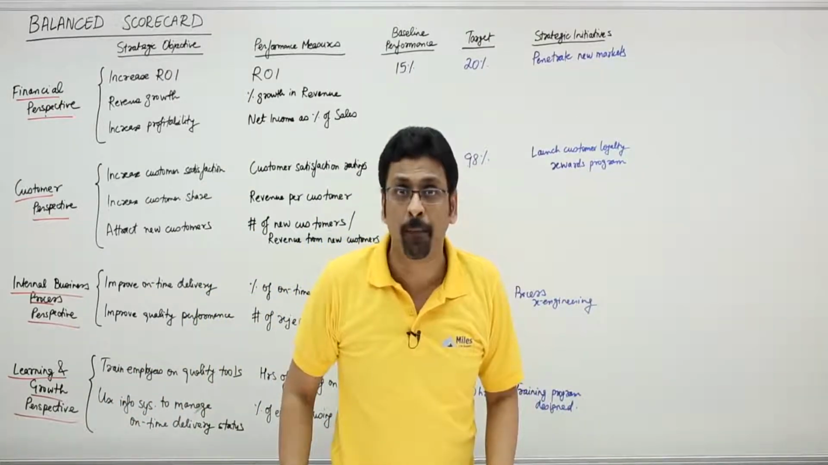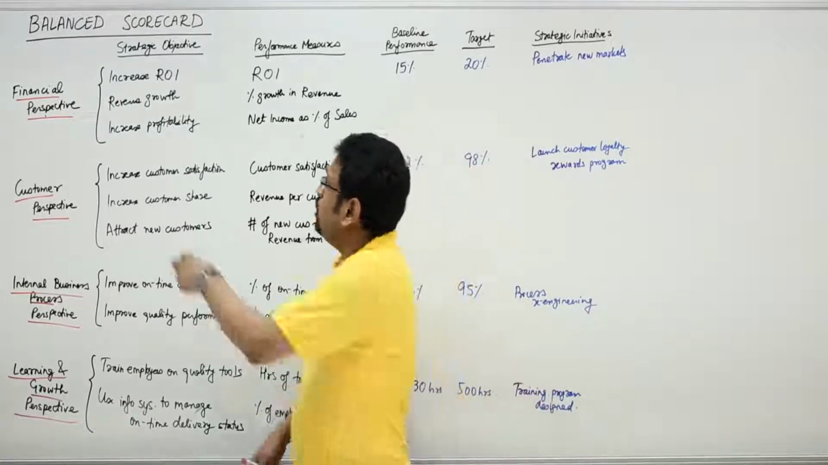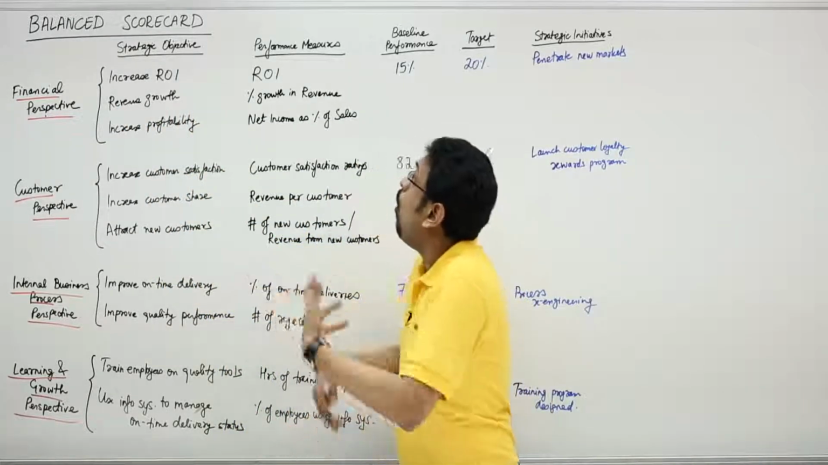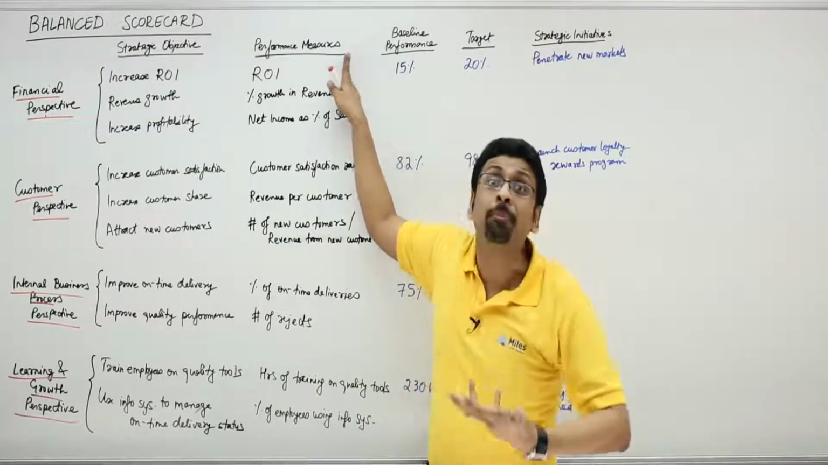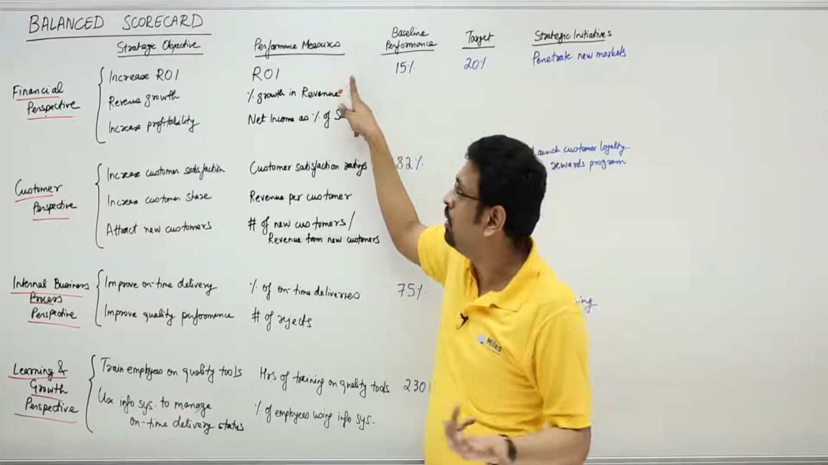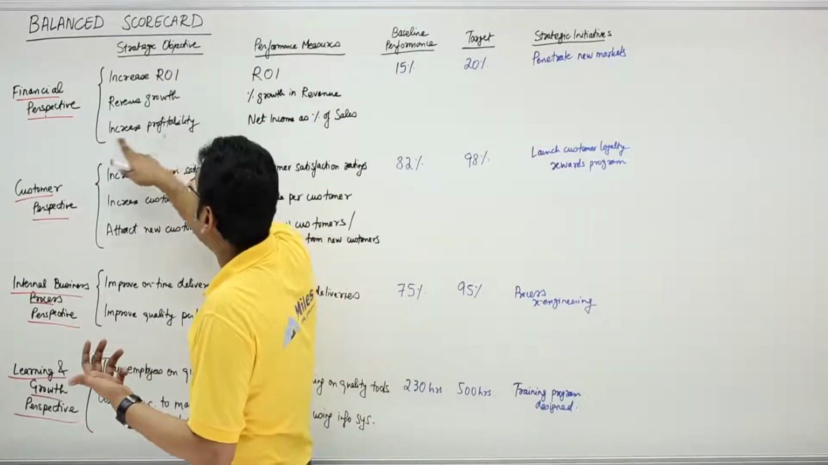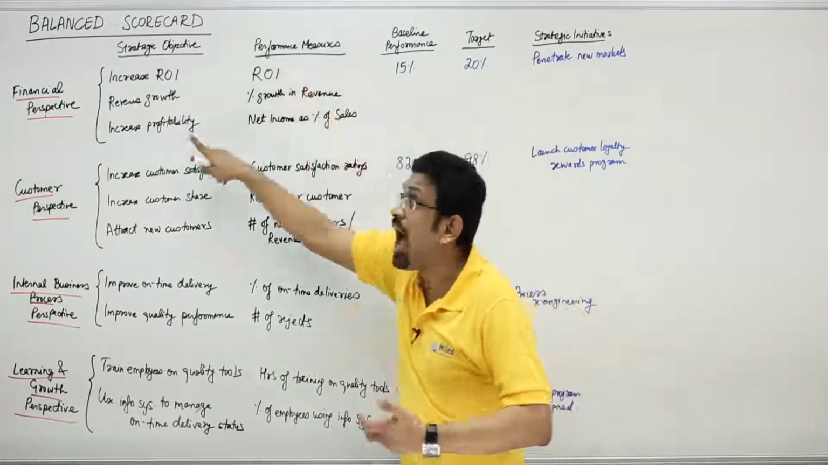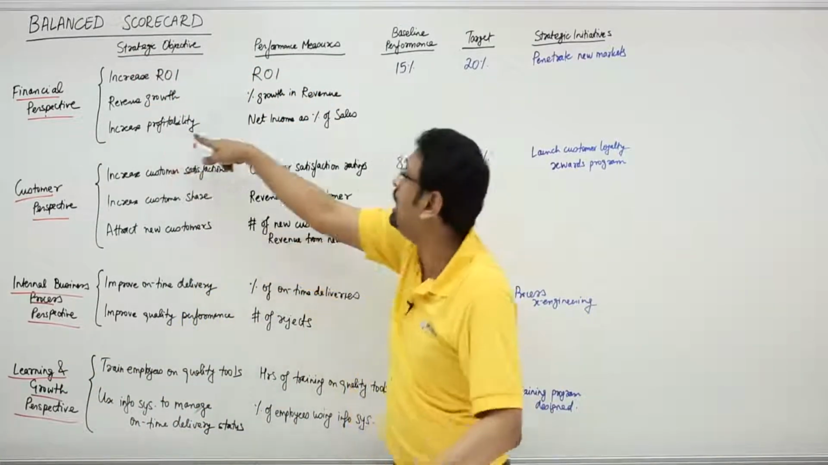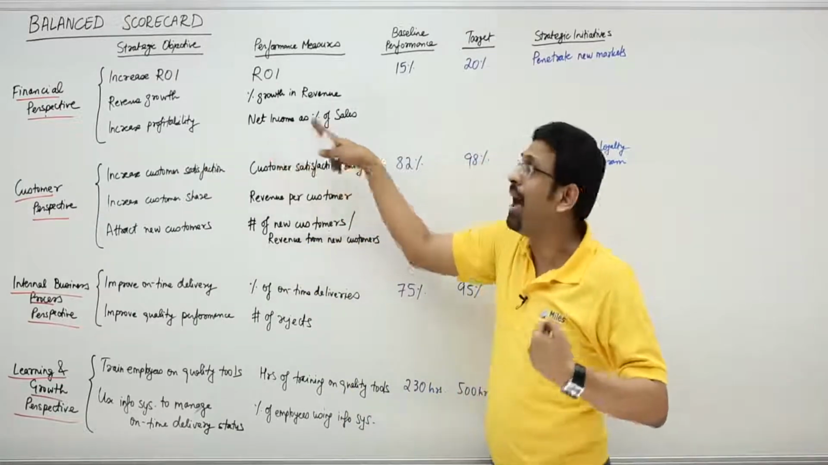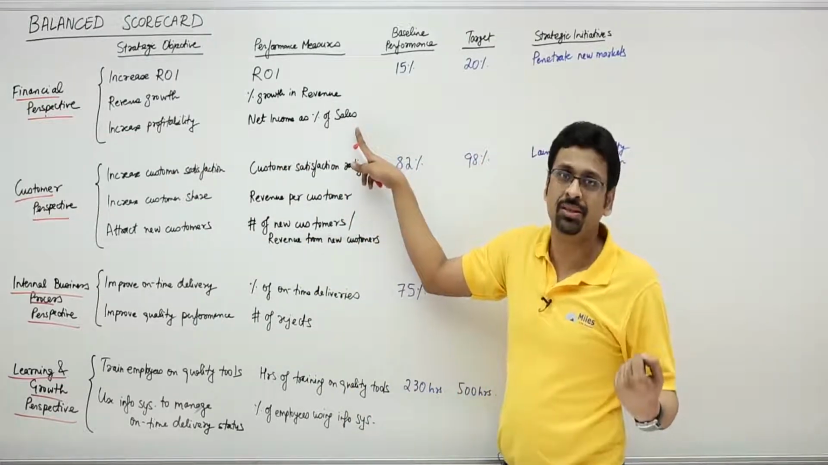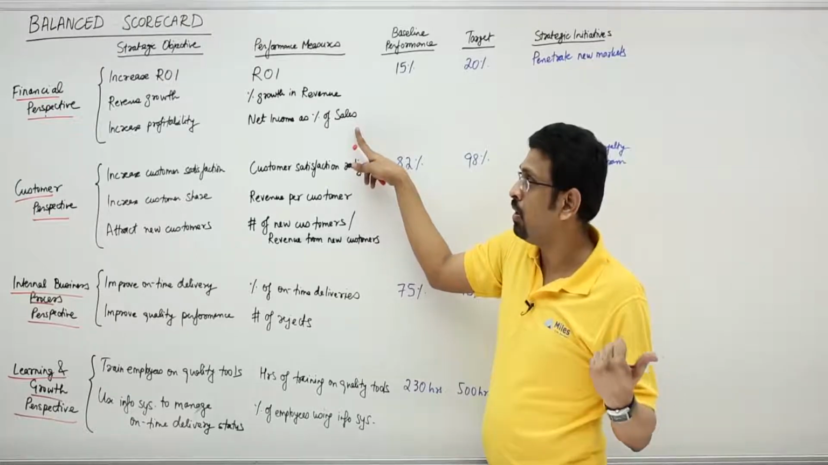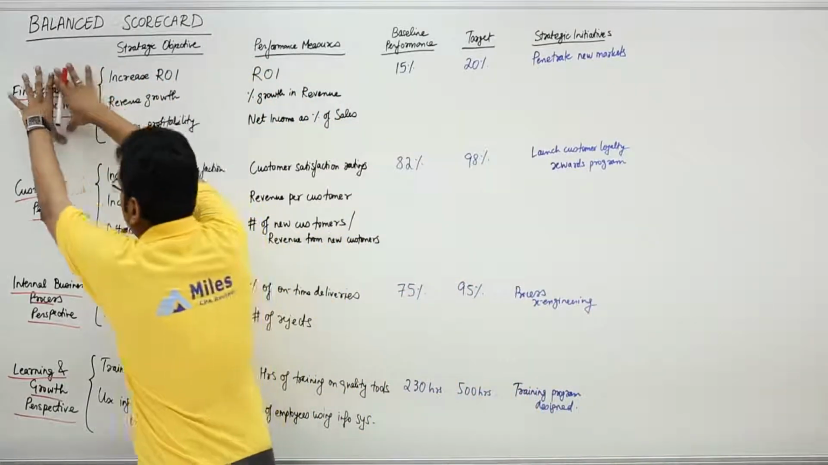Good initiative there. Let's say you're looking at revenue growth. What's the performance measure? What's the percentage growth in revenue? Let's say you're looking at increasing profitability as your strategic objective. Then your performance measure, whether you have increased profitability, is looking at net income as a percentage of sales. That's your profit margin. So this was your financial perspective.